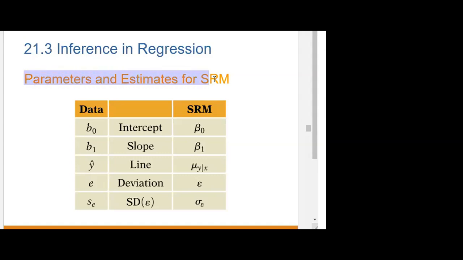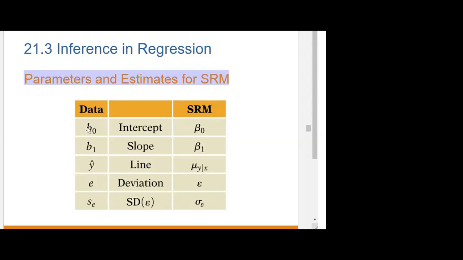So, looking at the notations for SLR, I told you the intercept is represented by beta 0, and beta 1 is for the slope. The regression line, the estimation of the line, is mu of y given a specific value of x. Deviations or residuals are represented by epsilon. The standard deviation of epsilons is called standard error. So standard error is represented by SE or sigma of epsilon.